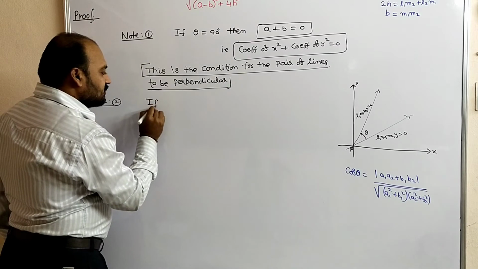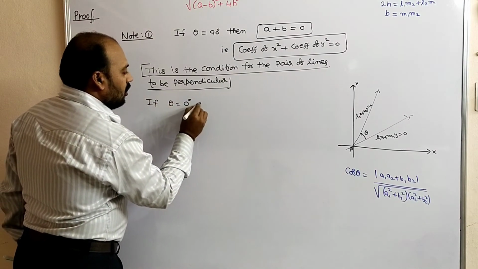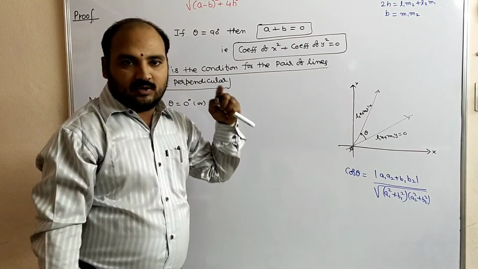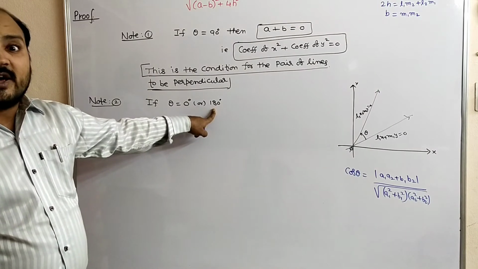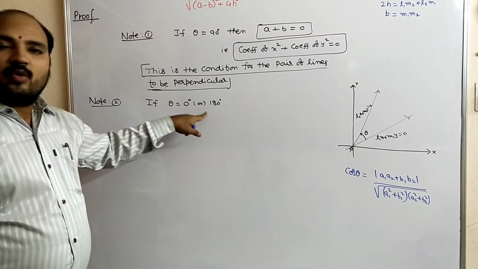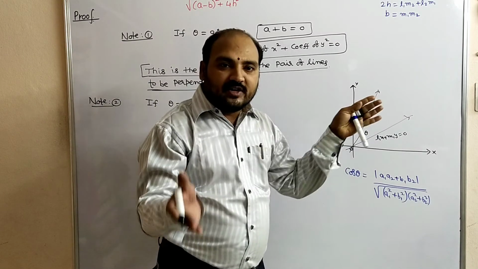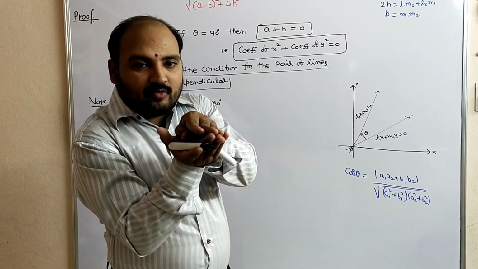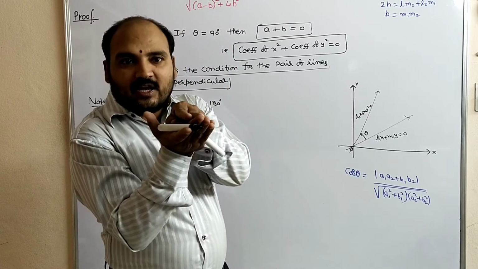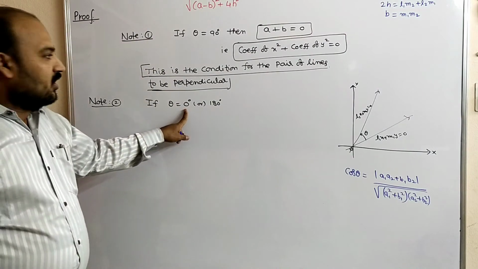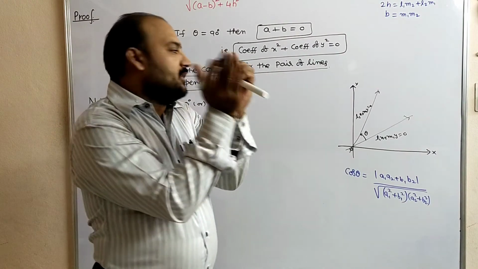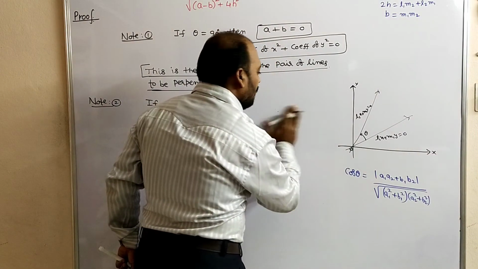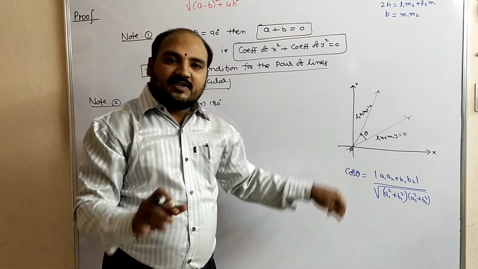If theta is 0 degrees or 180 degrees: if theta is 0, cos 0 is 1. If theta is 180, cos 180 is minus 1. Why are we taking 0 and 180? If these two lines are coincident, that means one line is lying on another line. So whenever one line is coincident with another line, the angle between them is 0 degrees. If the lines are parallel, the angle is 180 degrees, a straight angle. So either the lines are coincident or parallel.